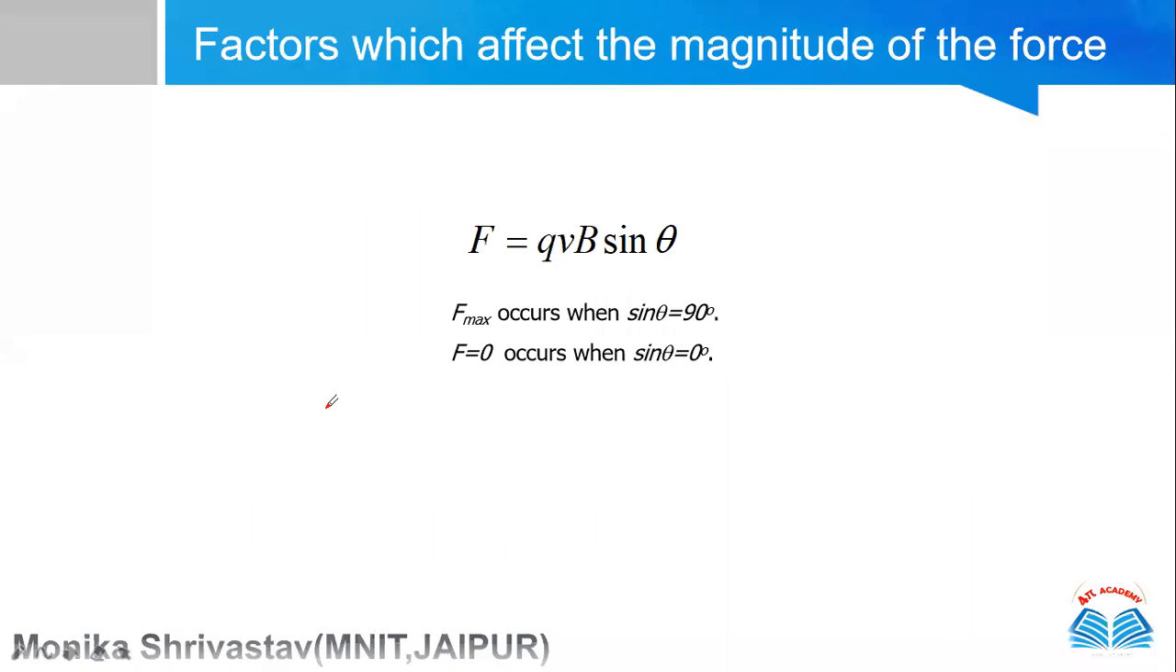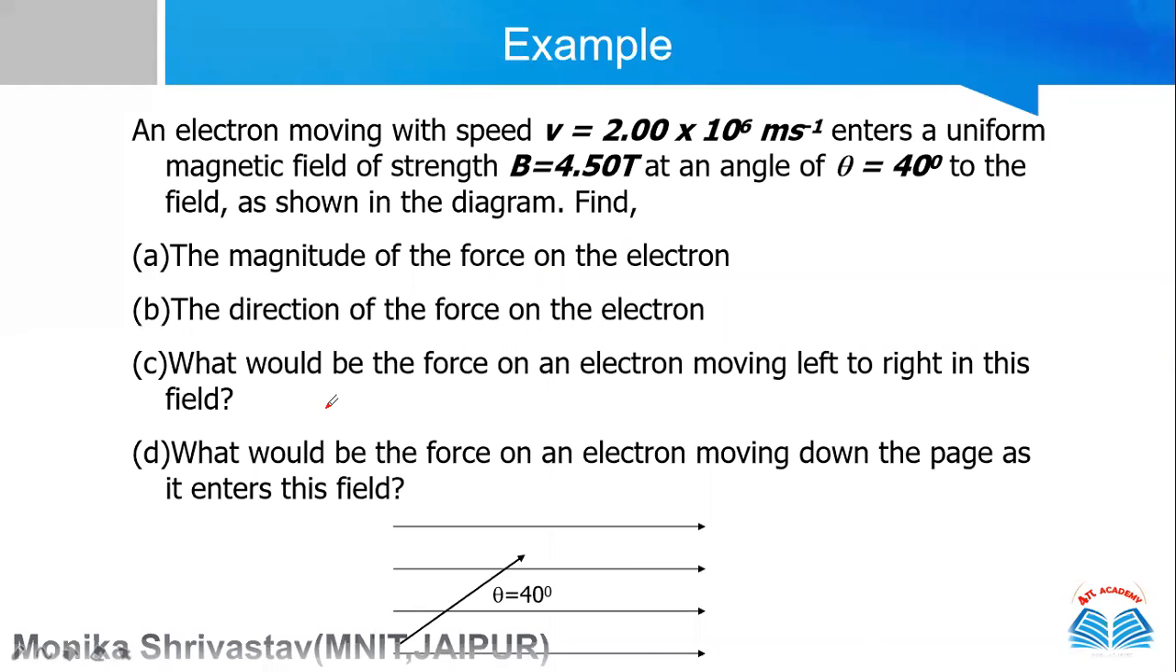Now we know the formula for force, but we have to know the factors which affect its magnitude. So which factors will affect? Obviously theta will affect, because force will be maximum when theta is 90 degrees, as sine 90 is 1, and force will be minimum, that means 0, when theta is 0 degrees, since sine 0 is 0.